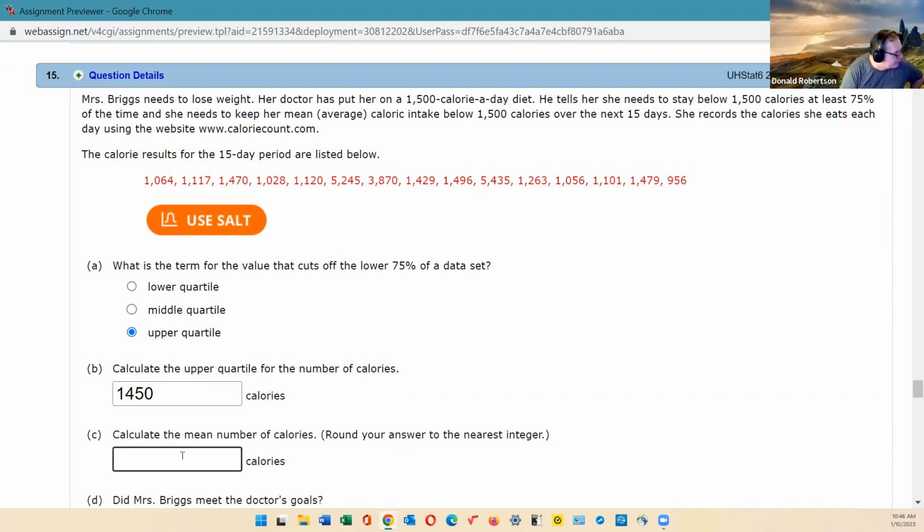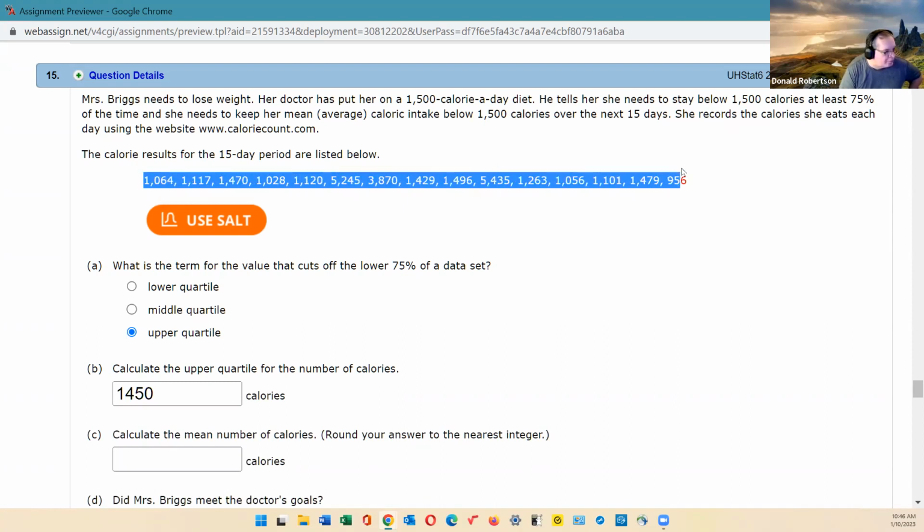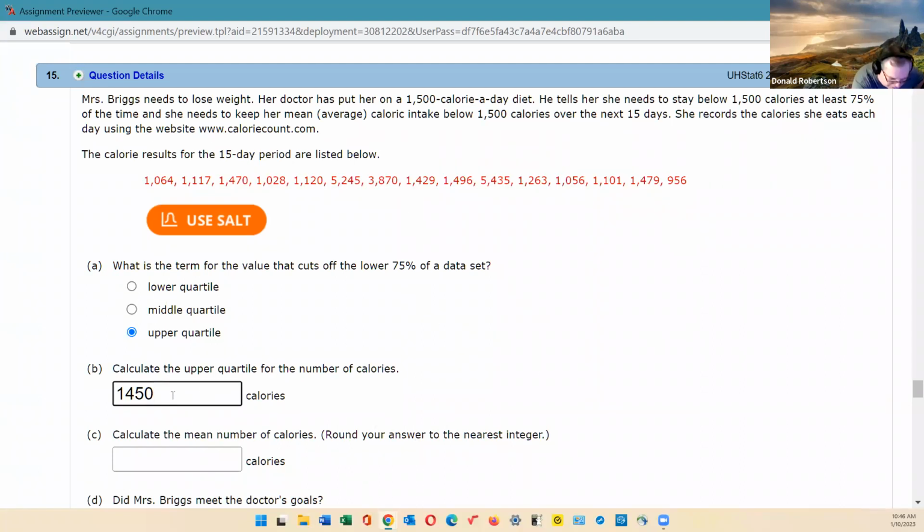It then goes on and says, calculate the mean number of calories. Right, now, if you add up all those numbers and divide it by 15, won't you get the mean? Right. Now, all of those things that I've just talked about, including this made up one, can be done by hitting the salt button. So let's do it now so I can get exact values.